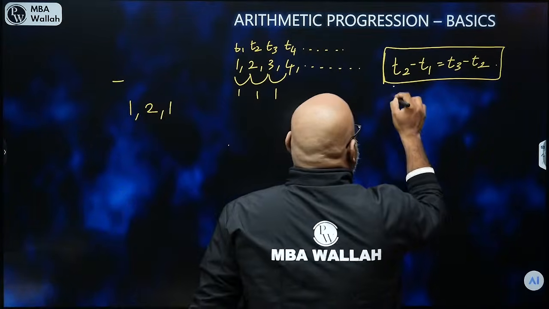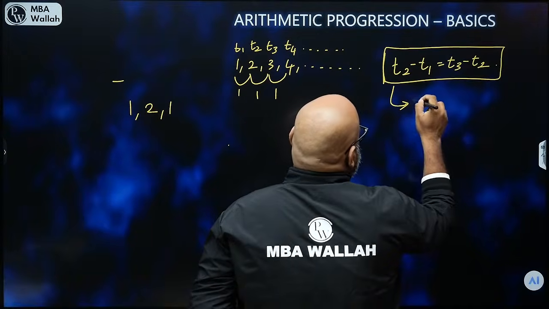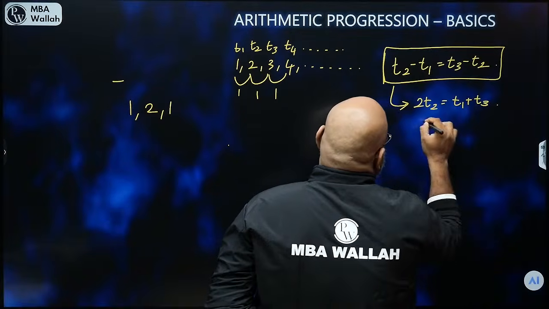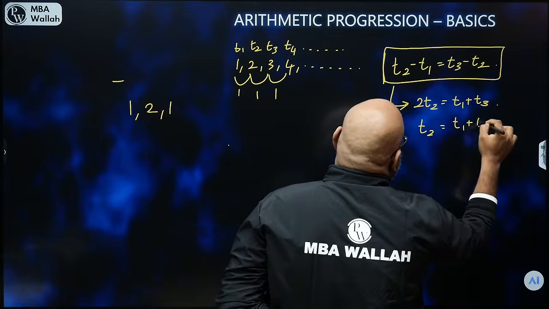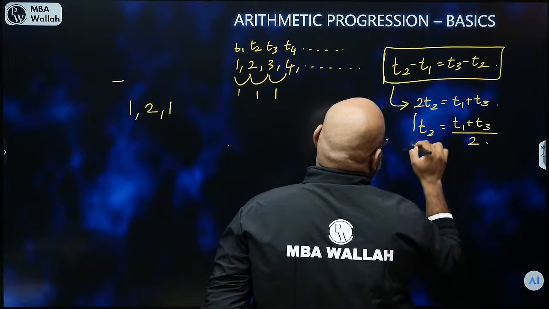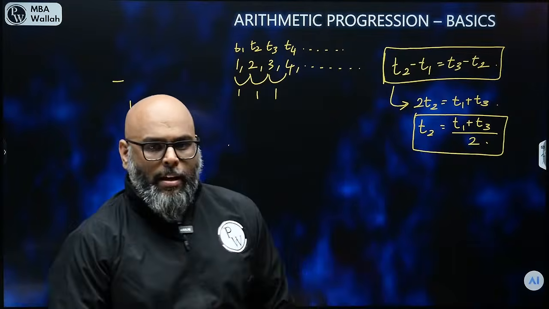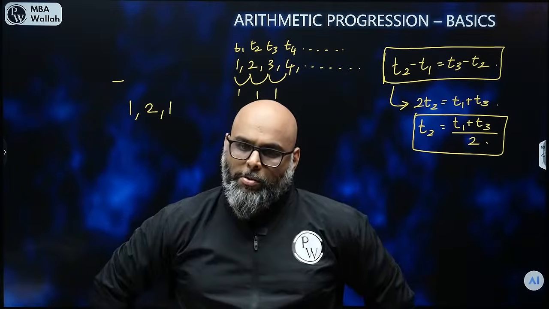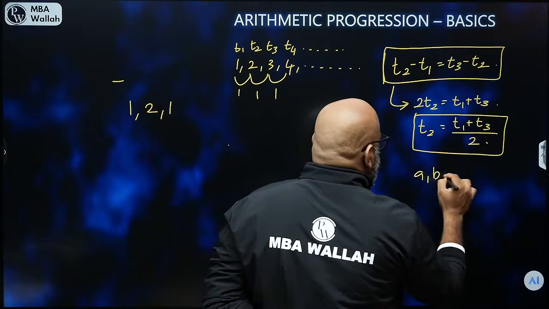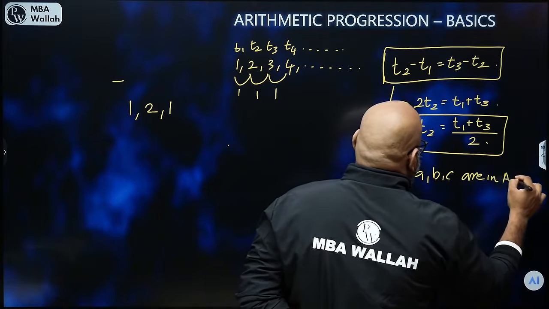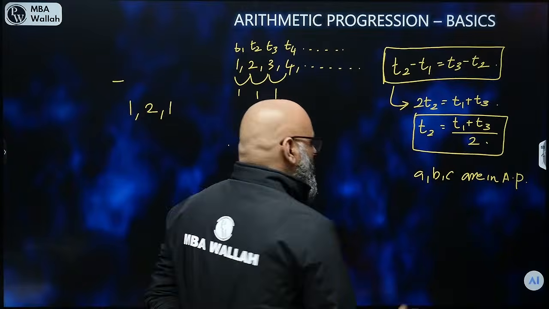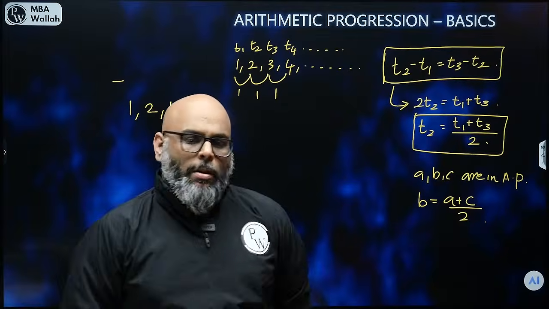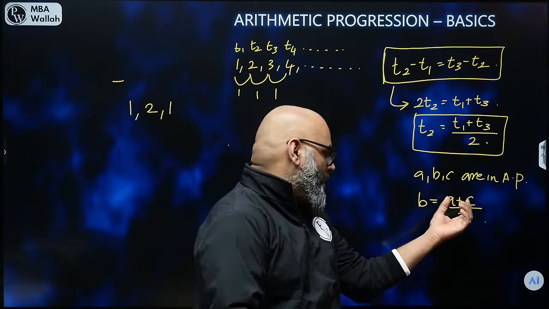From here, we get to say T2 on one side, T3 on the other side. 2 times T2 is equal to T1 plus T3. Or T2 is equal to T1 plus T3 divided by 2. Or in short, we say, of the three terms that we have, the middle term is always the average of the two extremes. If I say A comma B comma C are in AP, I will happily say B is equal to A plus C by 2. The average of A and C is B.